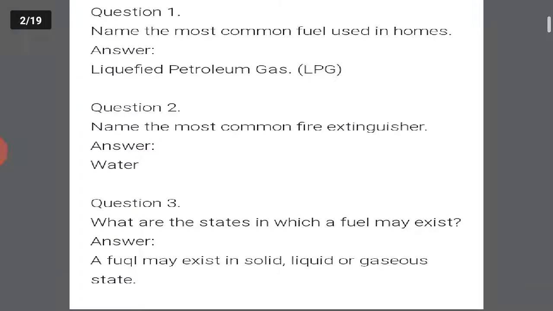Name the most common fuel used in homes. We all know this, it is LPG, liquefied petroleum gas is its full form. Okay, it is used on priority in our homes.